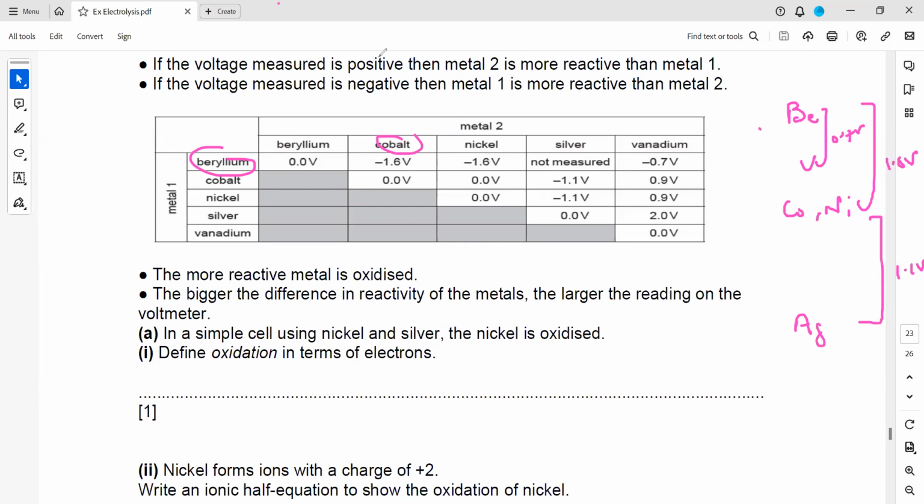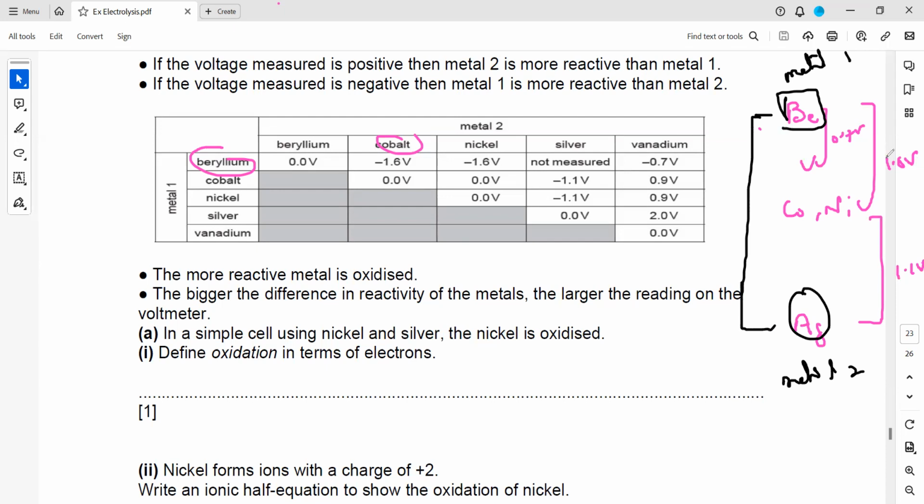Now they are saying if we use beryllium as metal 1 and we use silver as metal 2, how much is the voltage produced? So what is the voltage produced from beryllium to silver? This value was 1.6. This value is 1.1. So what is the total from beryllium to silver? Because from beryllium to cobalt is 1.6, and from cobalt to silver is 1.1. So how much is the total? The total will be 2.7.